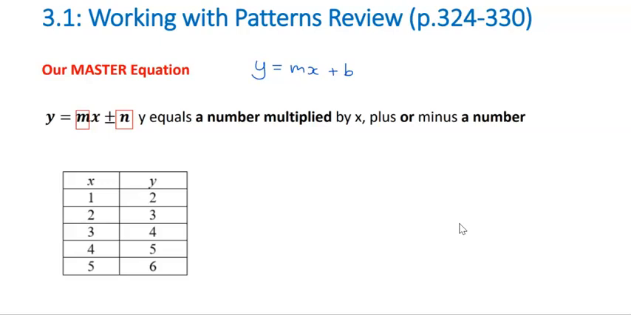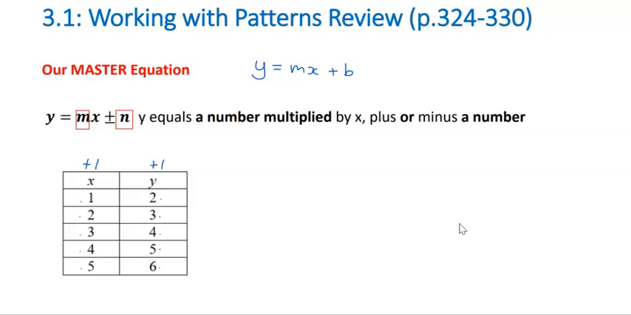I have a table of values here. It's a very simple one where we have x on the left, as always, and y on the right, and we can notice the patterns for x and for y. For x, we're going from 1 to 2 to 3 to 4 to 5. This is a +1 pattern for x. And for y, we're going from 2 to 3 to 4 to 5 to 6. This is also a +1 pattern.